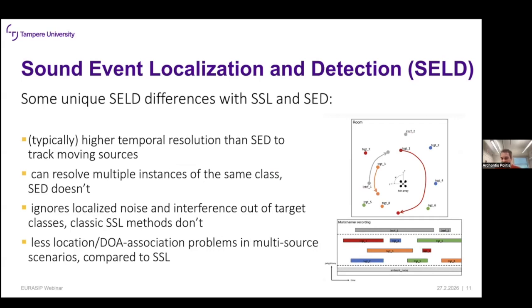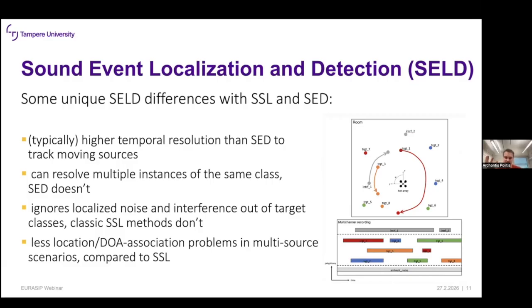So, for example, compared to sound event detection, we typically require a higher temporal resolution, because the localization requirements, especially if we are interested in moving sources, require a finer temporal granularity in our estimates than typical sound event detection, which may be estimating things in a few seconds or even longer, a lower temporal resolution.